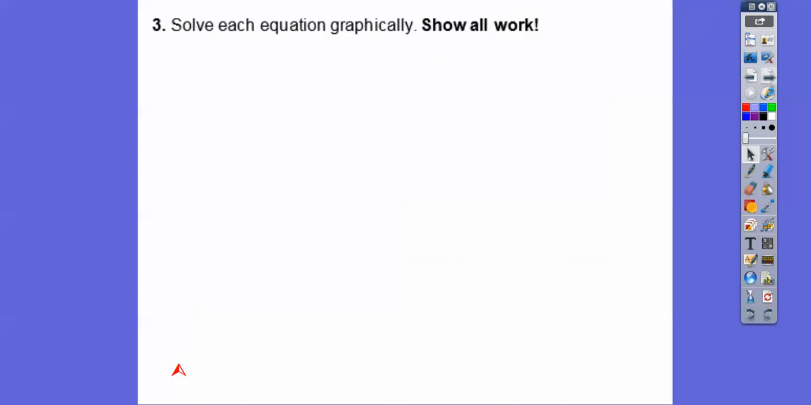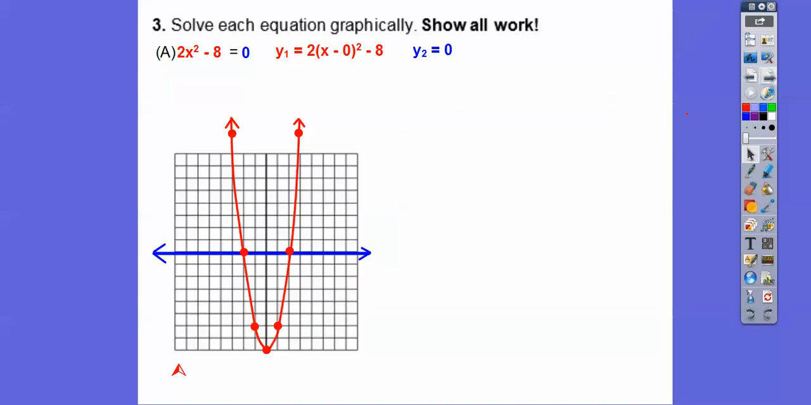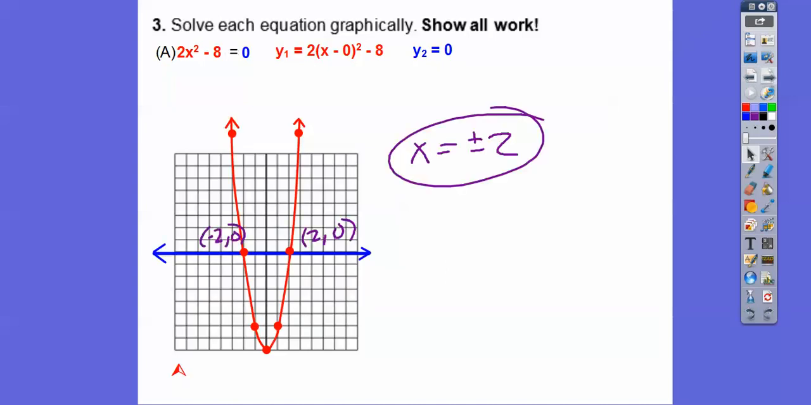Okay. All right, so solve these graphically. What that means is I'm going to graph this parabola on the left and graph this horizontal line on the right. I'll do this one in red and this one in blue, okay? So there's the vertex right there, and I notice 2x squared is the same as 2 times x minus 0 squared, so I can see the vertex is at (0, -8). Okay, y equals 0 is just a horizontal line at y equals 0 right there. So where do those intersect? They intersect right there at (-2, 0) and (2, 0). So the x values are -2 and 2.